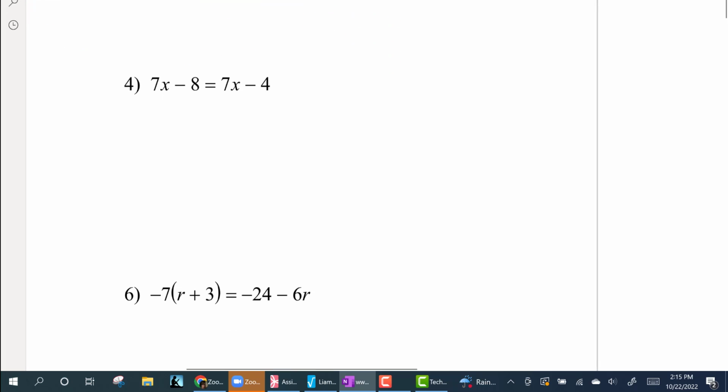Right. Now look at what we have here. Oh, look, the variables are the same. But the constants, the numbers by themselves, are not the same. There's no work to show. Right away you know, well, if the 7s cancel each other, and they do, negative 8 does not equal negative 4. Right there, you could just say no solutions.